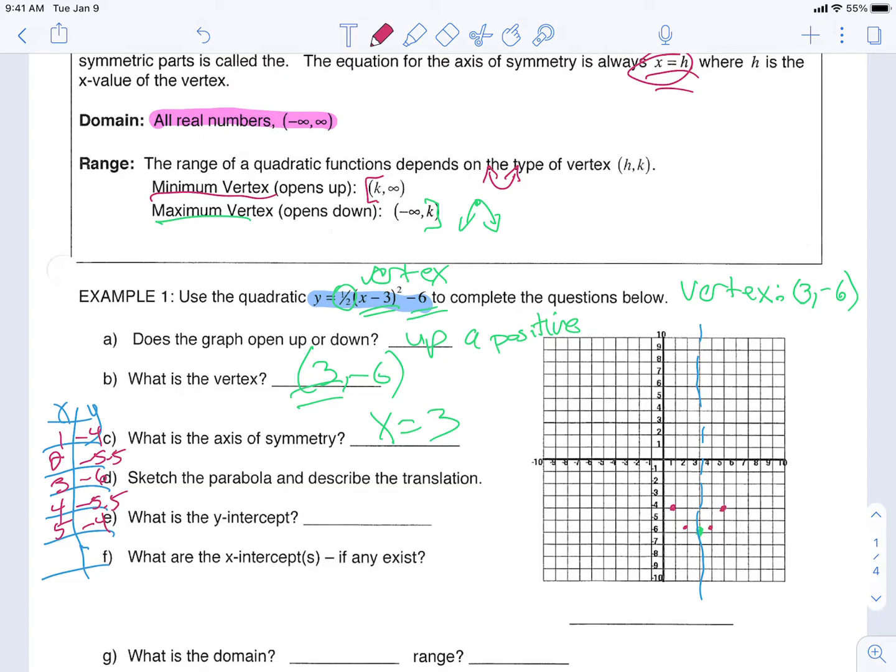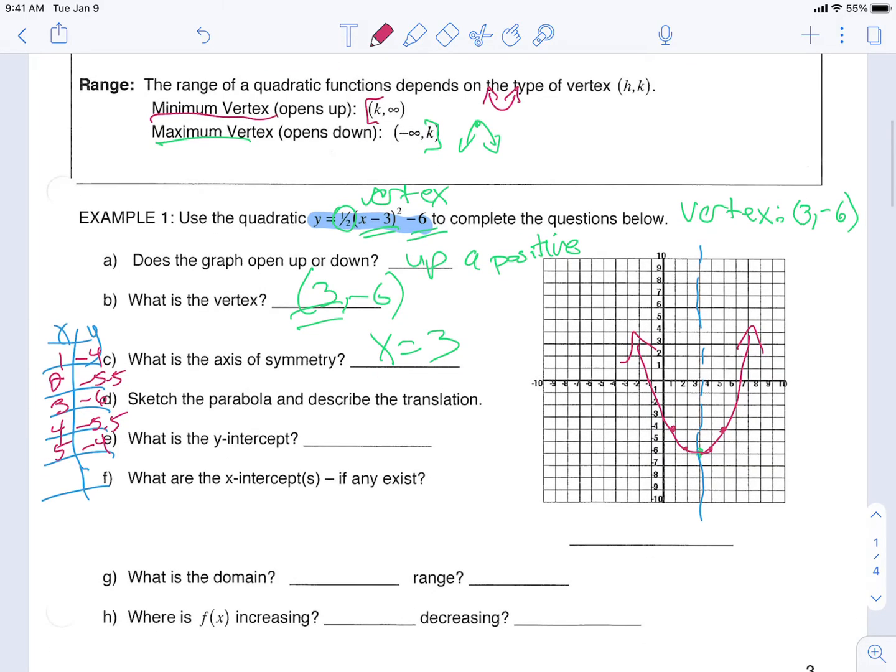2 is negative 5.5, 4 is negative 5.5, and 5 is negative 4. All right, so now we just need those 5 points, including the vertex, and we got a graph that looks something like this. Now, what is the y-intercept?